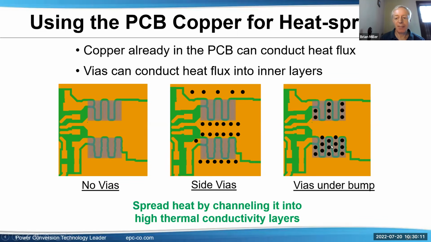The best one is vias under bump. Now it costs a little bit more, so some designs use them, some designs don't use them because of cost, but for technical performance, this is the best way to go. This takes the heat almost directly from the solder ball into the board and spreads it very well into the board in addition to the top layer.